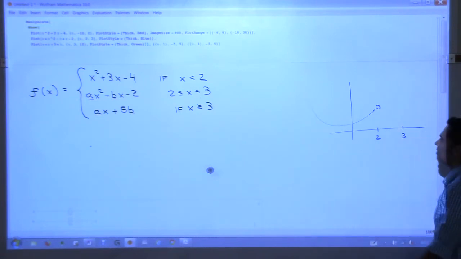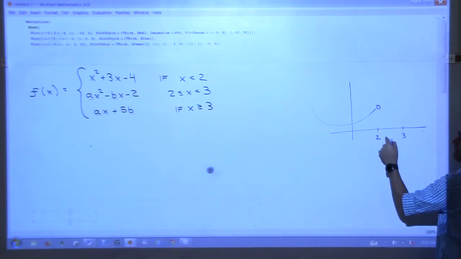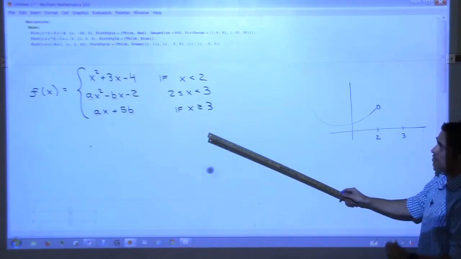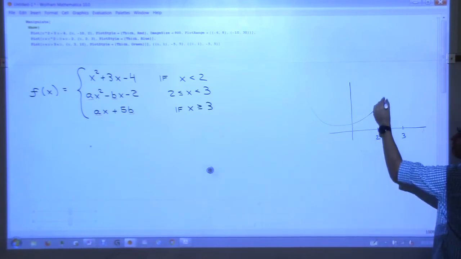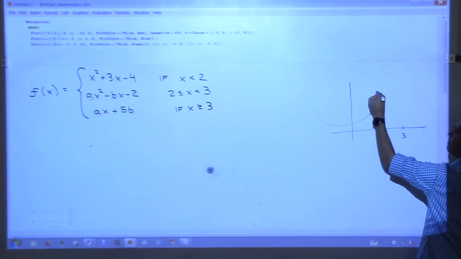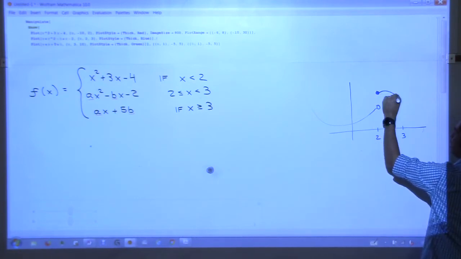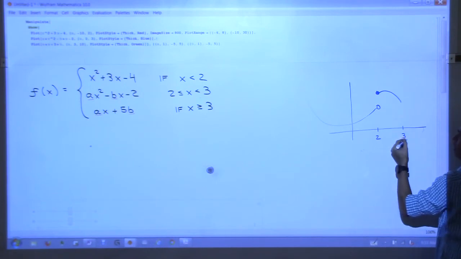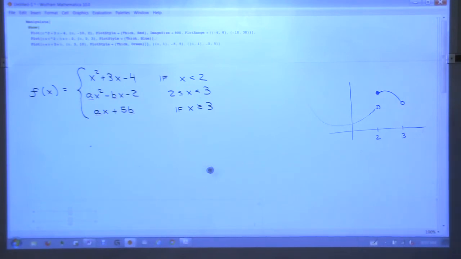So let me just kind of guesstimate. Will it be defined at 2? Will it actually have a dot at 2? Yes? So I don't know where it is, though, because I don't know A and B, right? So I'm just going to place it here. And I'm going to just kind of guess that it's opening down right now. And then when I get to 3, it's going to have an open hole, right?